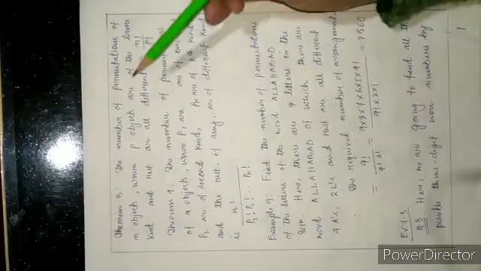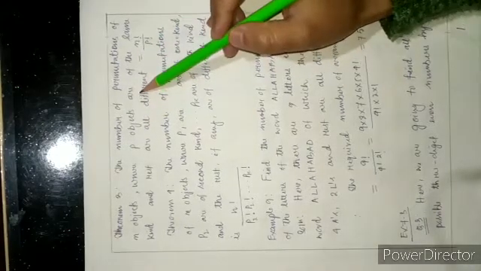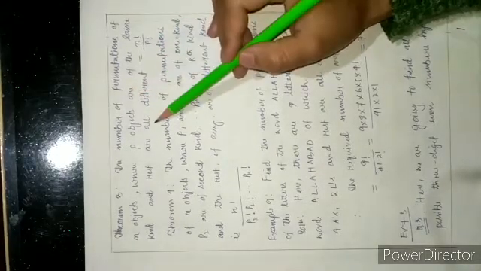Dear students, today we are going to learn about theorem number 3. The number of permutations of the n objects where p objects are of the same kind and the rest are all different.